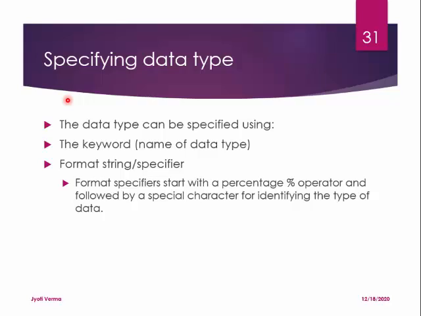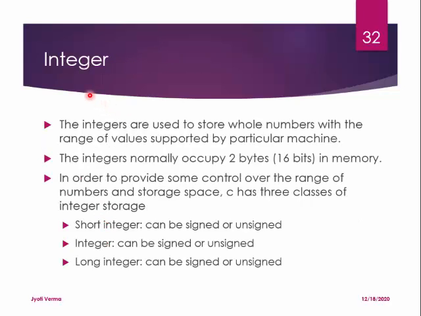When you specify the data type, you have to specify it using a keyword which defines the name of the data type and a format string specifier. The format string specifier is a combination of the percentage sign followed by a special character identifying the type of the data. That is, if you want to declare a data type, you have to use two things: one, a keyword which will specify the data type, and the other is the format string.